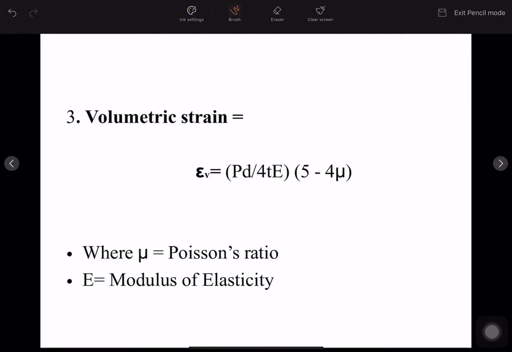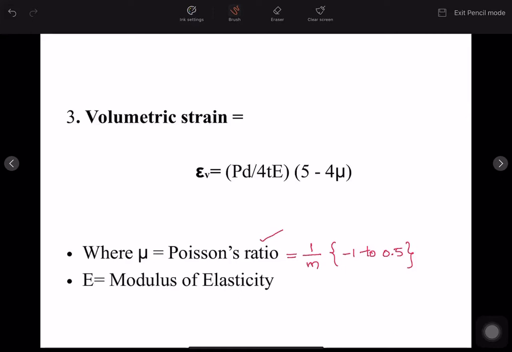As I have mentioned, what is meant by mu? Mu can be written as 1 by m also. It is known as Poisson's ratio. You should know the range of values of Poisson's ratio. Poisson's ratio will have a range of -1 to 0.5.